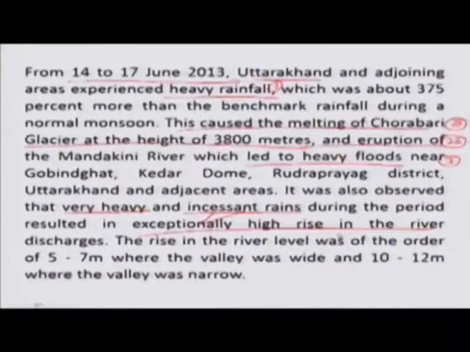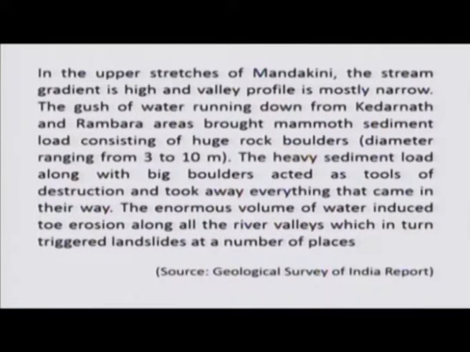So, we saw earlier that two important factors led to a very high rise in the river, and then the gush of water brought a mammoth sediment load. So, this heavy sediment with big boulders acted as tools of destruction and took away everything, and the enormous volume of water also led to toe erosion and landslides. So, this is how the disaster in Uttarakhand happened.